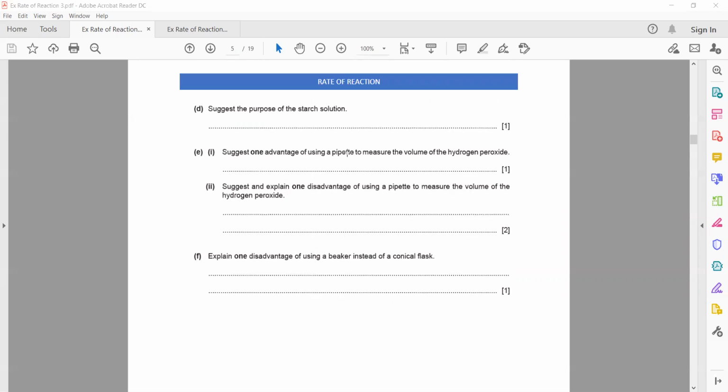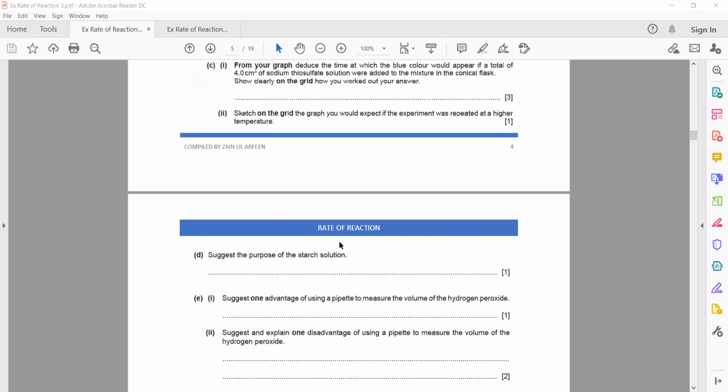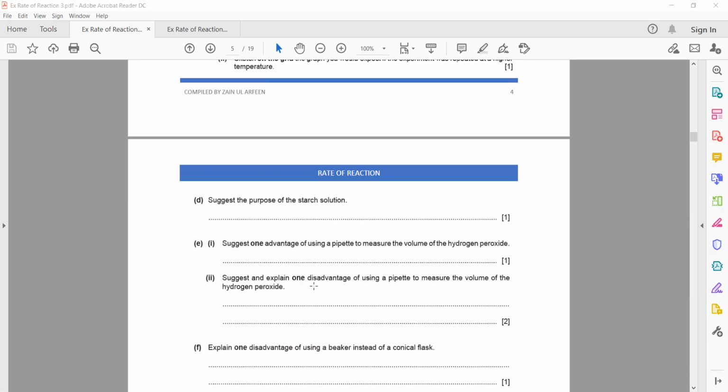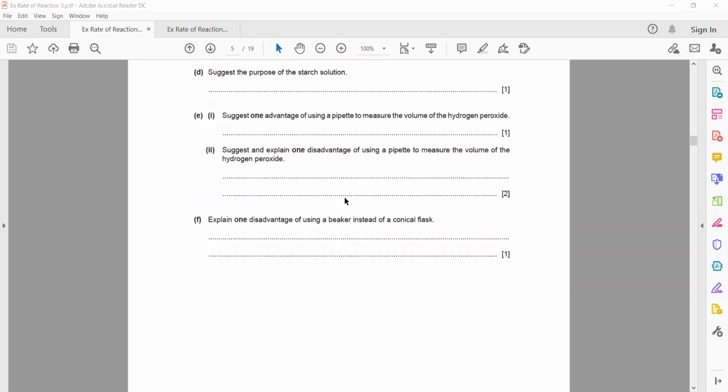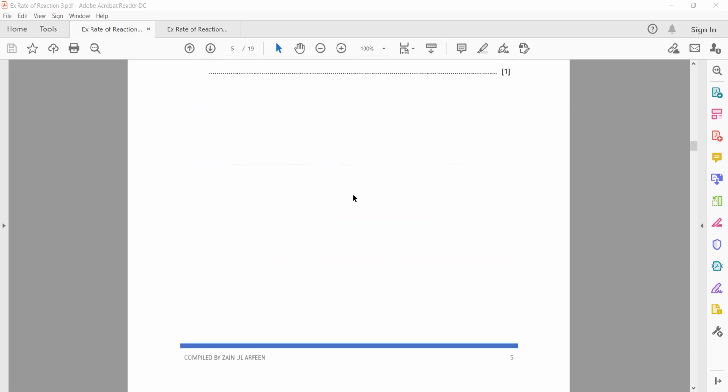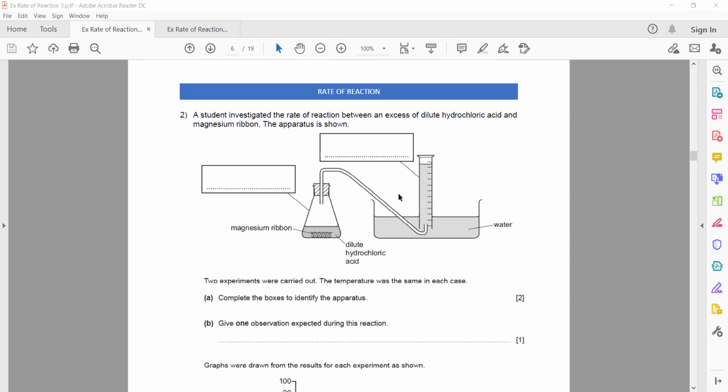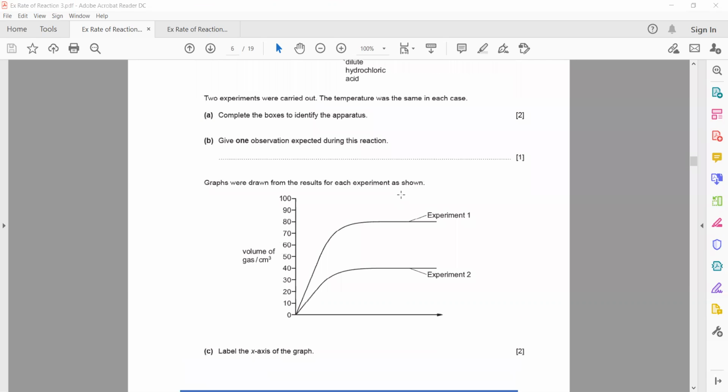Suggest one advantage of using a pipette. When you use a pipette, it will be accurate. It can measure the accurate volume. But what is the disadvantage? The pipette will take time to transfer the solution, so it increases the inaccuracy in measuring the time interval. Question 2, any doubt?